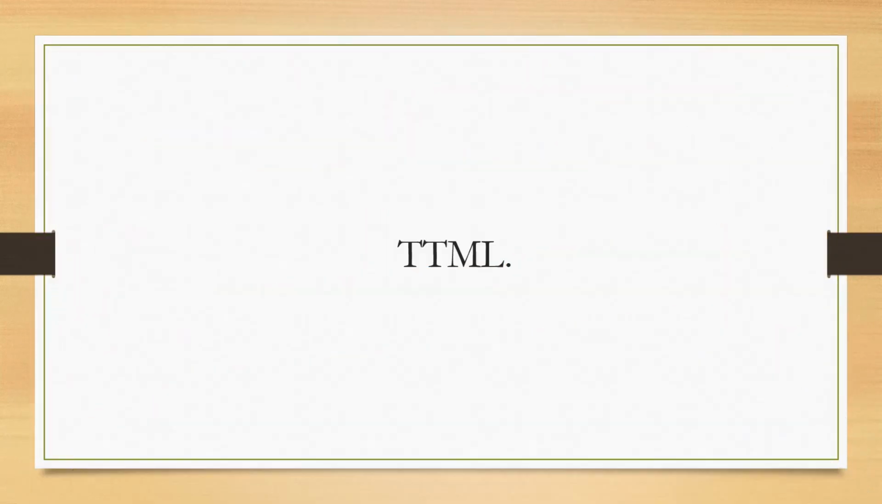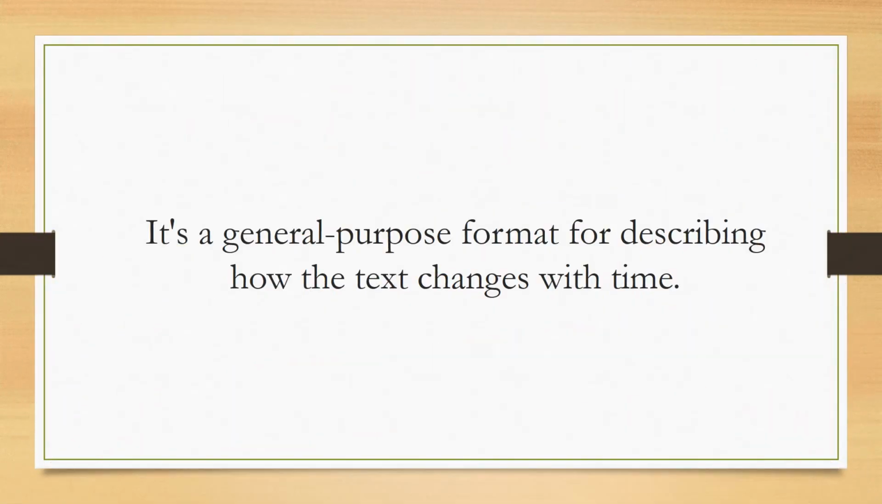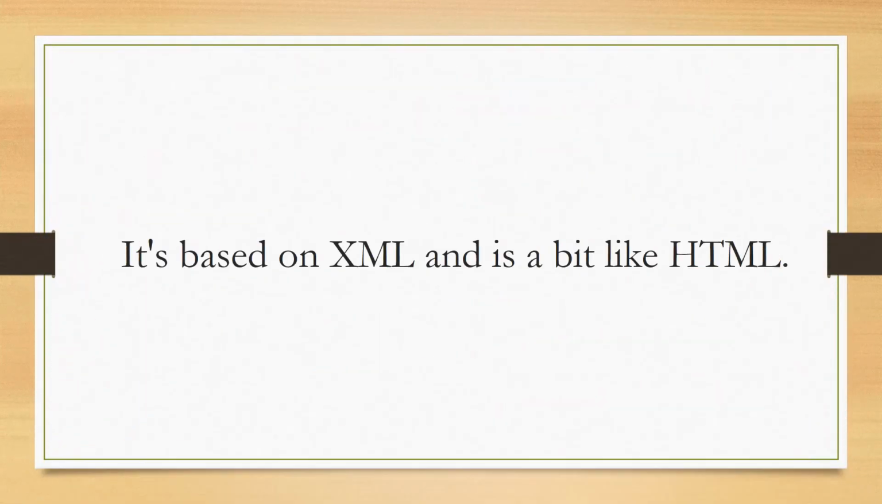Time Text Markup Language, TTML. TTML stands for Time Text Markup Language. It's a general-purpose format for describing how the text changes with time. It's based on XML and is a bit like HTML.